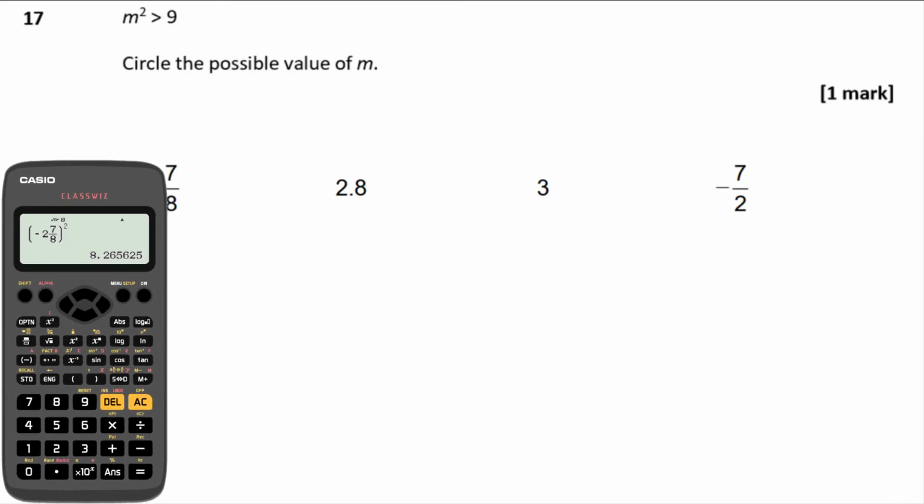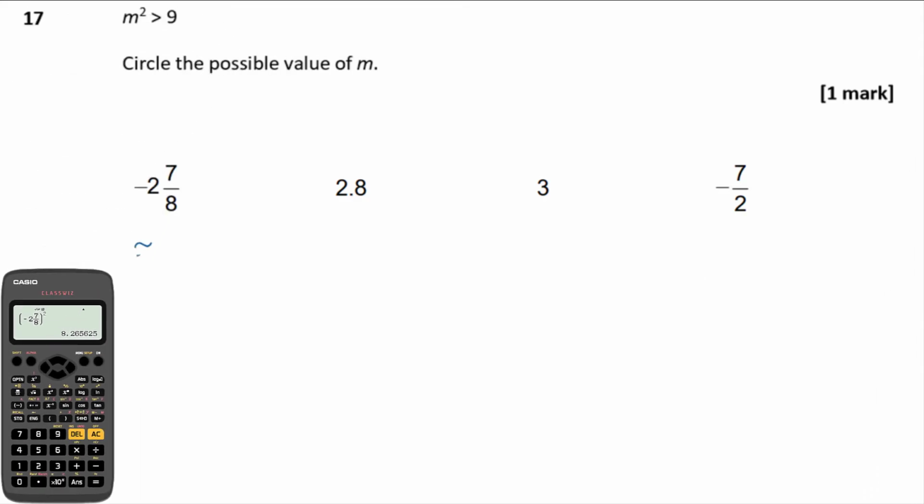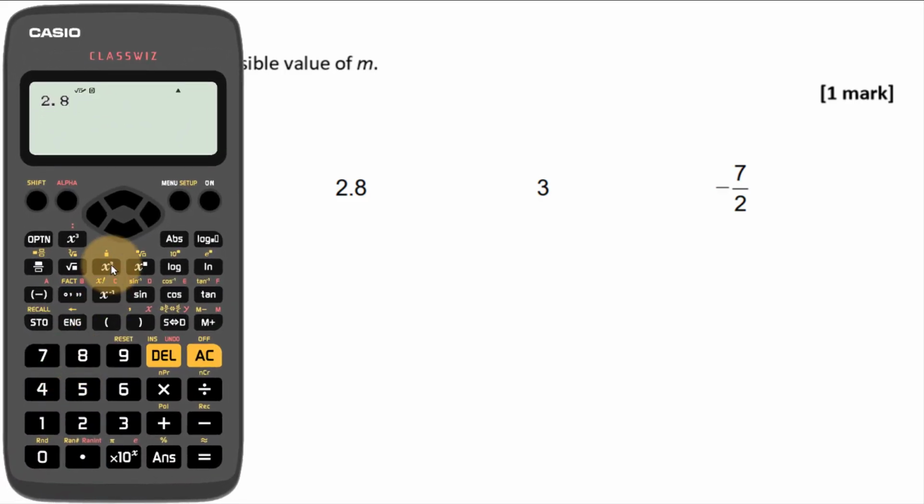8.265 and change. So it's roughly 8.27. It's just too small, isn't it? That's not bigger than 9. 2.8, I already know is not bigger than 9. 7.84. Similarly, 3 squared is 9. 9 is not bigger than 9. The only one that can be bigger than 9 is that one at the end.